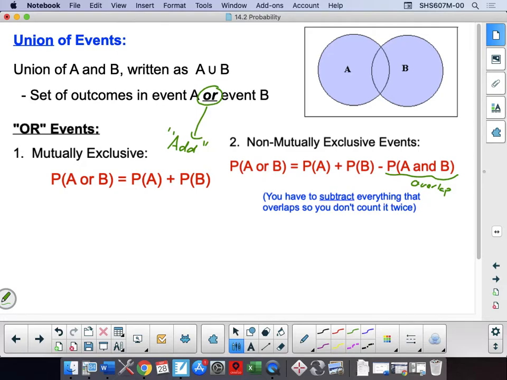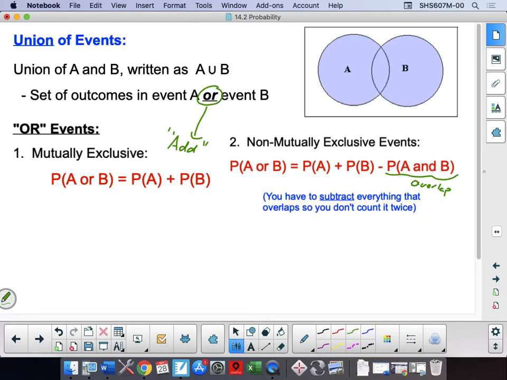Let me think of examples here. In a deck of cards, what's the probability of getting an ace or getting a spade? Those two events would be non-mutually exclusive, in the fact that there's going to be an overlap of events. How many aces are in a deck of cards? 4 out of the 52, so that's the probability of getting an ace. The probability of getting a spade, though: how many spades are in the deck? 13 of them. The only problem with those two events is they both share what? They both share the ace of spades.